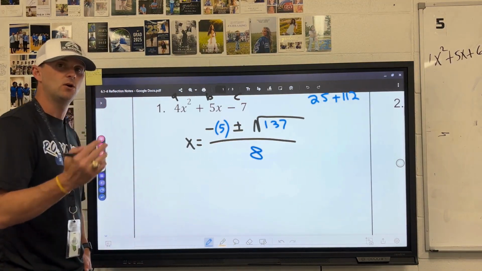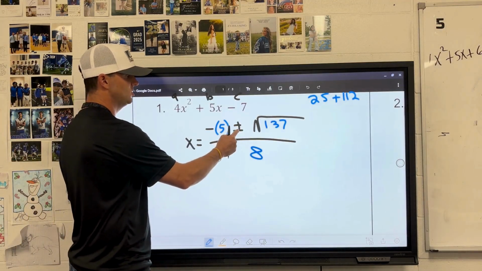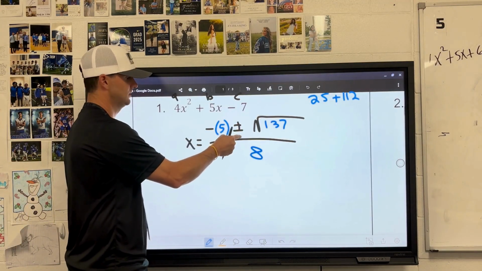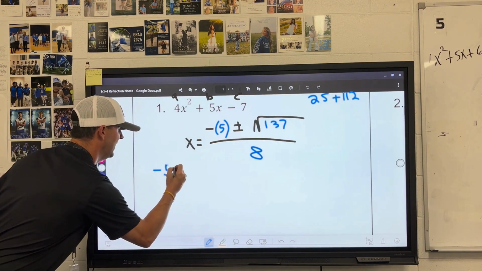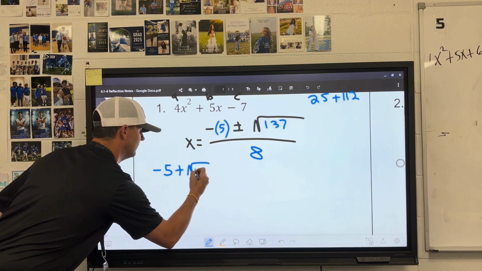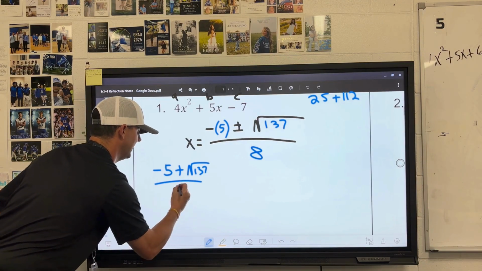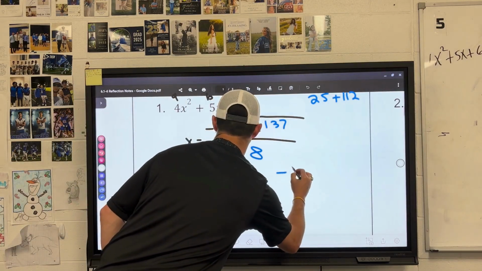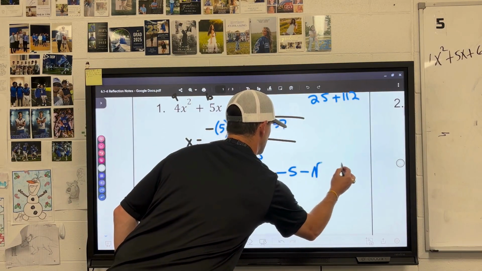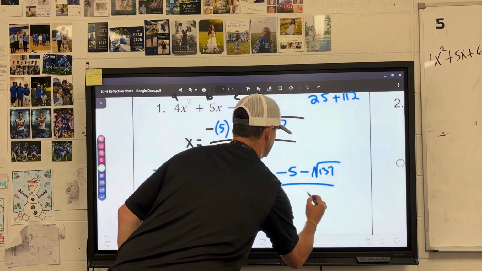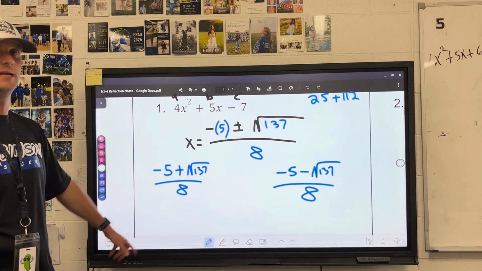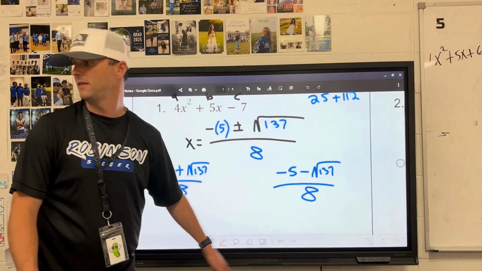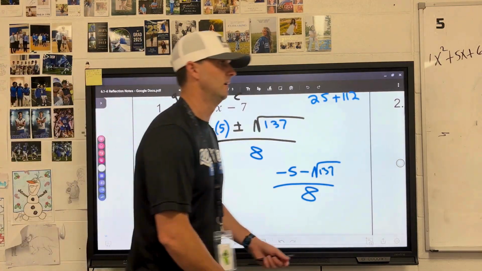So right now I told you I have a plus version and a negative version of this. So I'm going to write this in 2 different ways. I'm going to have negative 5 plus the square root of 137 divided by 8. And then I'm going to have negative 5 minus the square root of 137 divided by 8. If I type each of those into the calculator, that's going to give me a decimal.